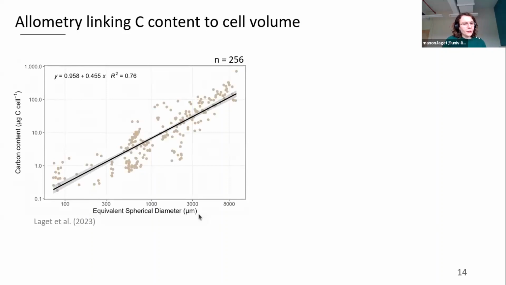So here, we then investigated the relationship between the equivalent spherical diameter that you have here on the x-axis against the carbon content on the y-axis. And we tested the relationship between size and carbon contents. And so we found that carbon content could be well predicted from cell size.